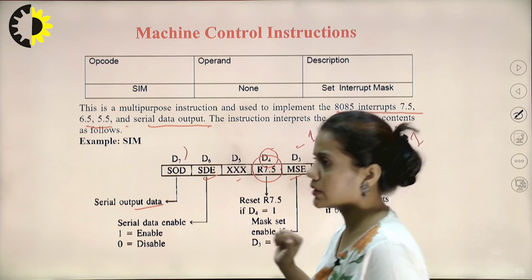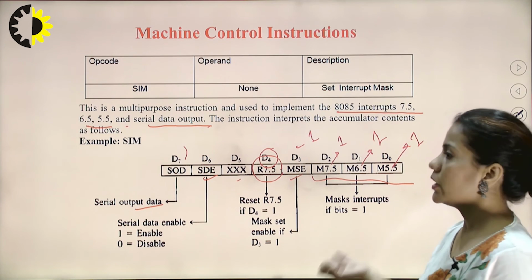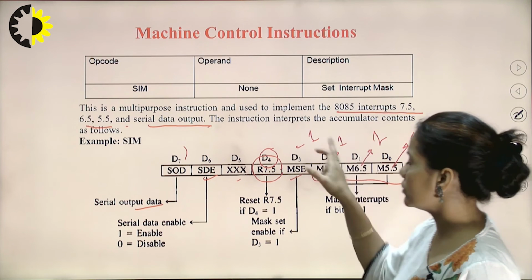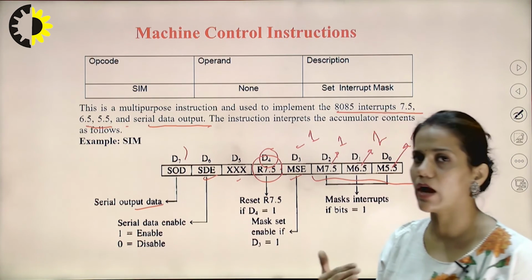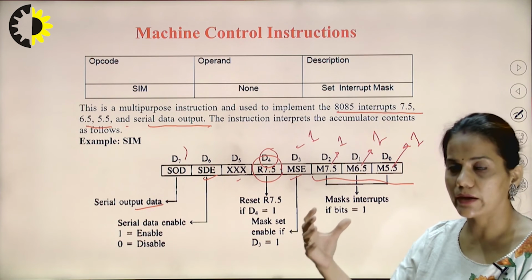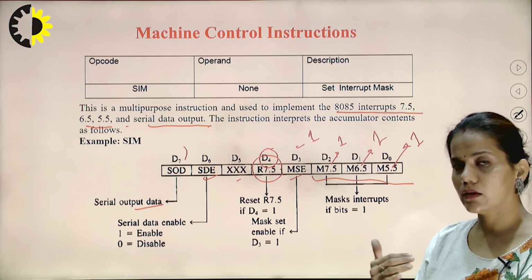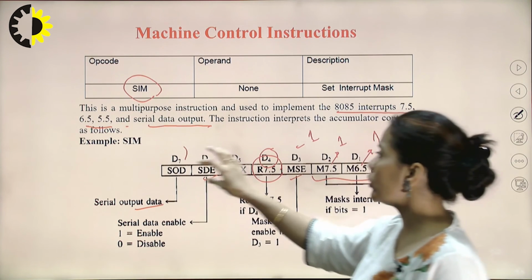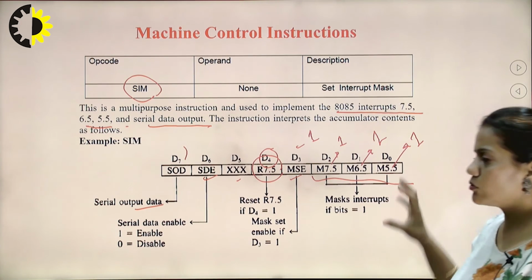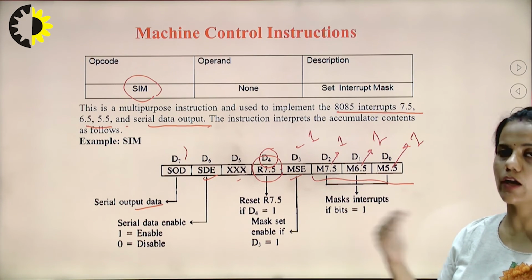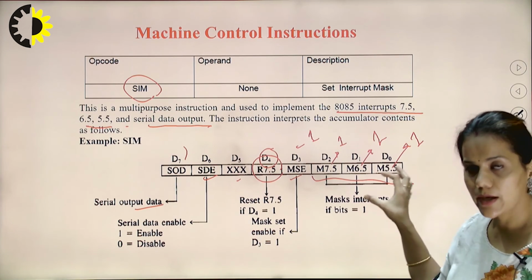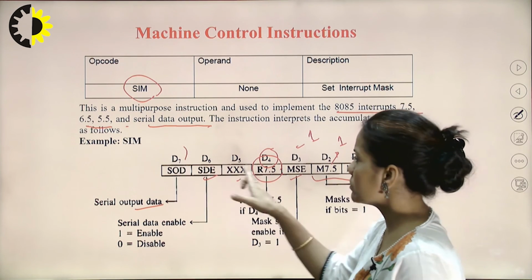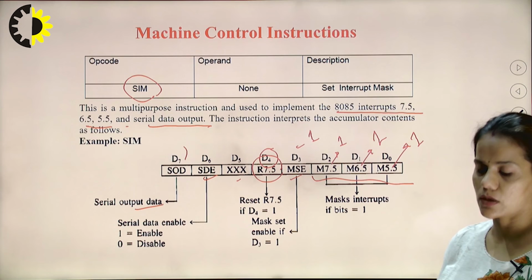So, what is this syntax? This syntax is according to the accumulator. Whatever you want to write in these bits, bit number 0 to bit number 7, first of all you have to put that data into the accumulator. Then you will execute this SIM instruction. So, whatever you want according to this syntax, you have to write this full data into the accumulator. The accumulator should be loaded with this data, and then you execute the SIM instruction, and it will work according to the functions mentioned here. So, this is how the SIM instruction is executed.